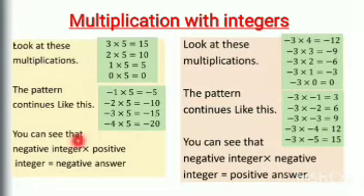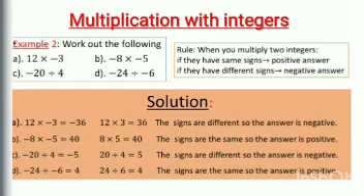Now, we can combine these two to write the rule. Let's look here now. The rule is here. When you multiply two integers, if they have the same signs, the answer will be positive. If they have different signs, then the answer will be what? Negative. Is that clear? Now let's look at this example 2 here.